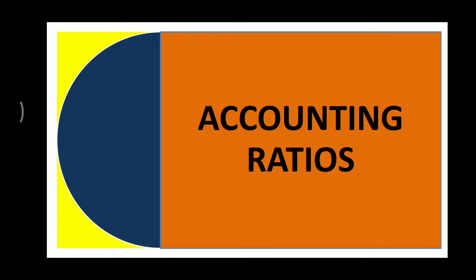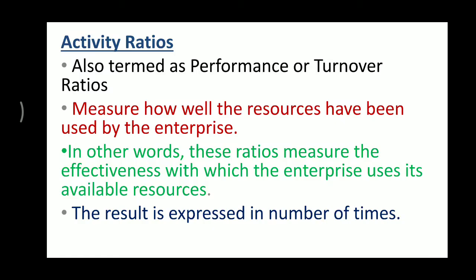Hello, all of you. Today we are going to start our new ratio, that is activity ratios. Prior to this, we have covered two more ratios, liquidity ratios and solvency ratios. In continuation, we are going to start the third ratio, that is activity ratios, and it will be followed by one more ratio, the last one, that is the profitability ratios. So now let's start with the activity ratios.